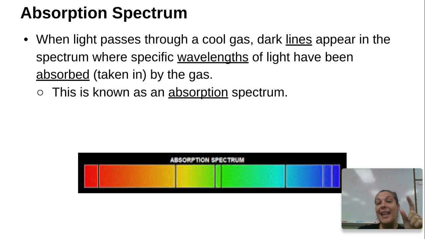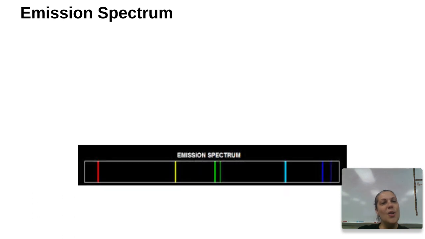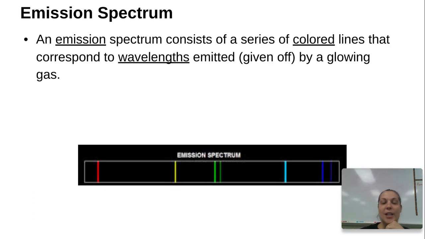Now, if we take that light and pass it through something different, we will make what's called an emission spectra. So an emission spectra consists of a series of colored lines that correspond to the different wavelengths that are emitted or given off by a glowing gas. So if we take that gas, we heat it up by adding some kind of energy to it. It will be emitted onto a black background, and the places where it's being kind of given off, those wavelengths, will appear as different colored lines.